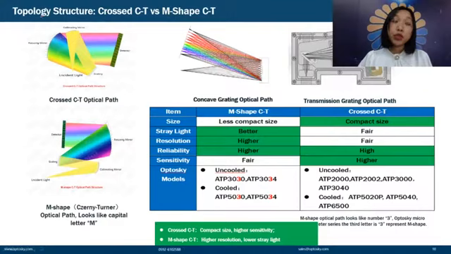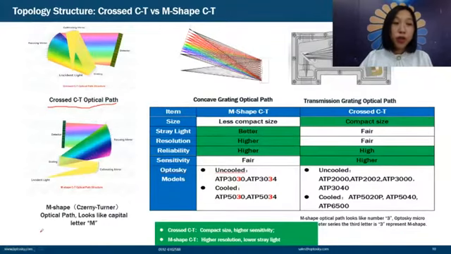First, we have to introduce the topological structure, because it's the most important, the most core component of the spectrometer. The first one is the cross-CT optical path. We know the cross-CT optical path is used most in spectrometers, for it has a compact size and the sensitivity is very good.